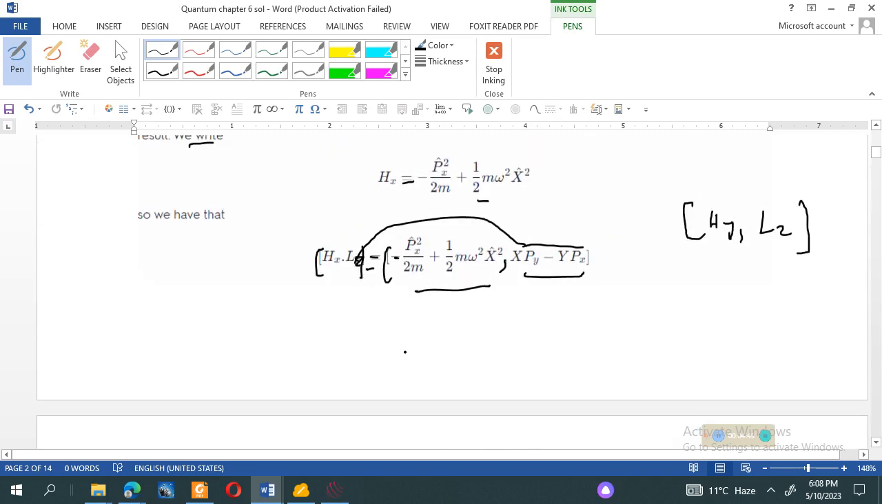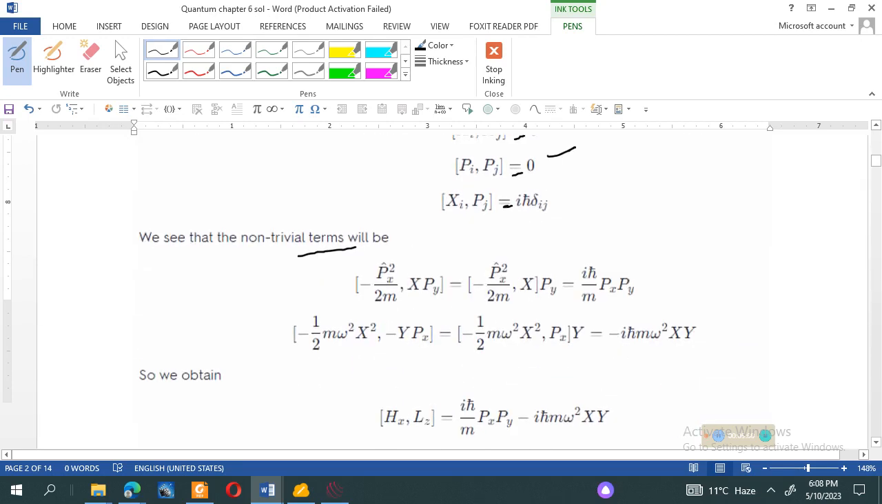If we expand this commutation, px square over 2m plus m omega square over 2 x square, and x py. If we expand this commutation, you know that the non-trivial terms, meaning those terms which are non-zero, will be equal to minus px square over 2m and x py, and similarly minus px square over 2m and x into py will be equal to iota h cut over m px and py.